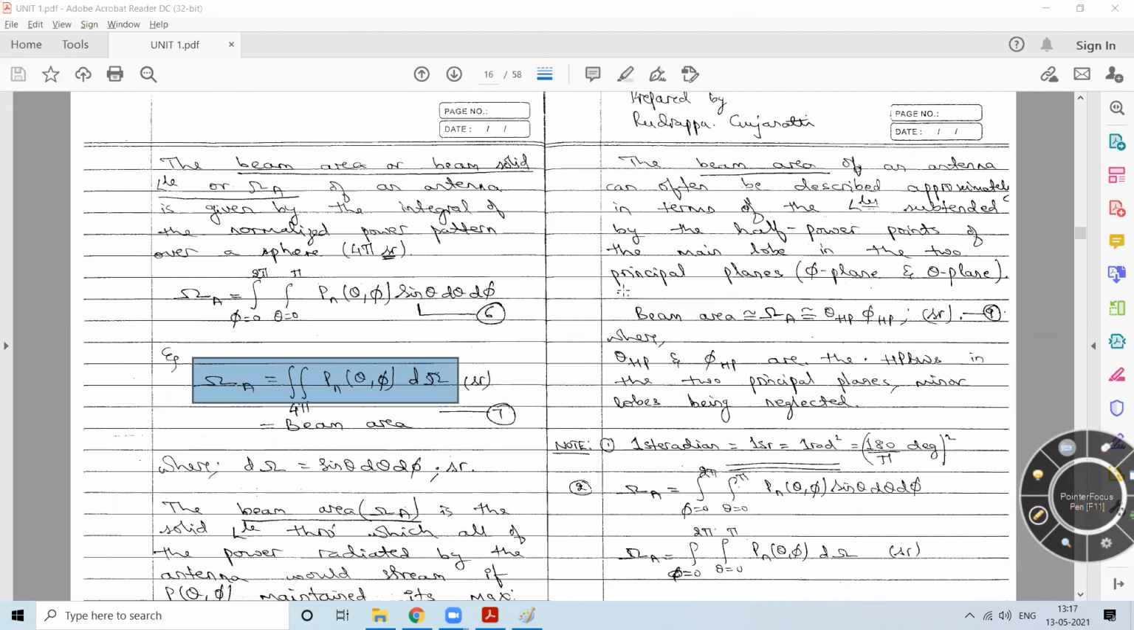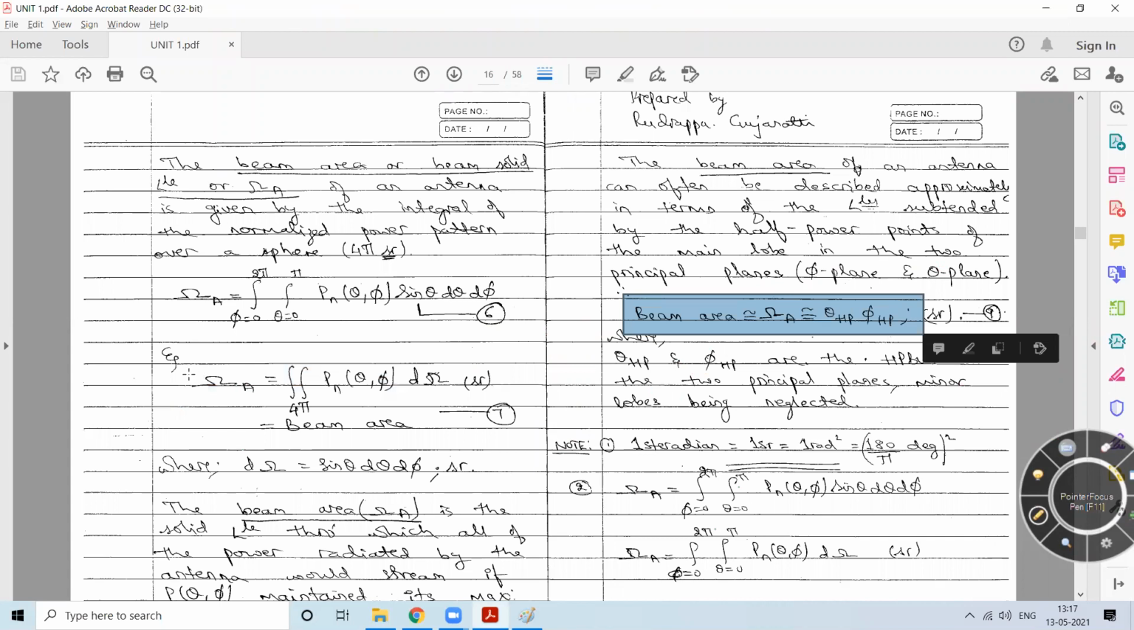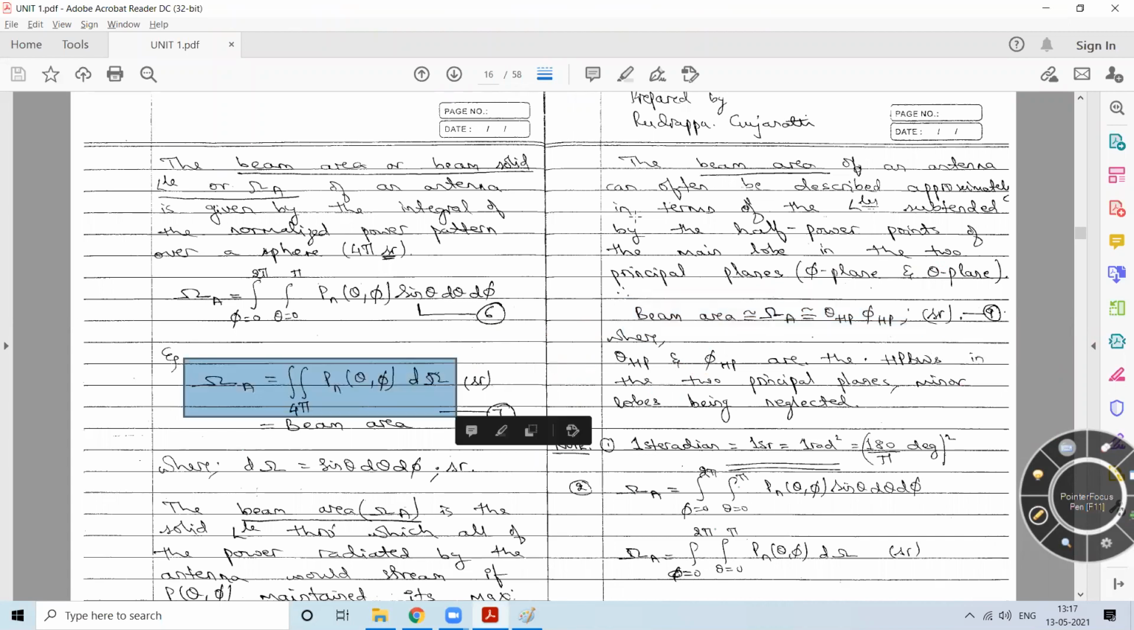So we actually have problems pertaining to this. We'll be discussing this in the next session.